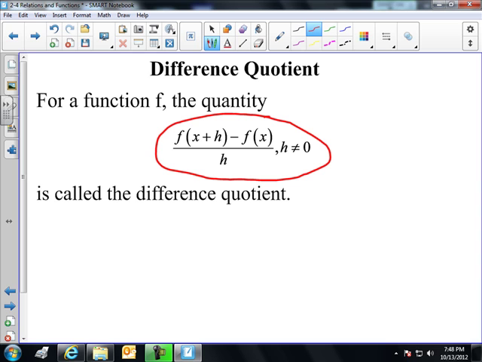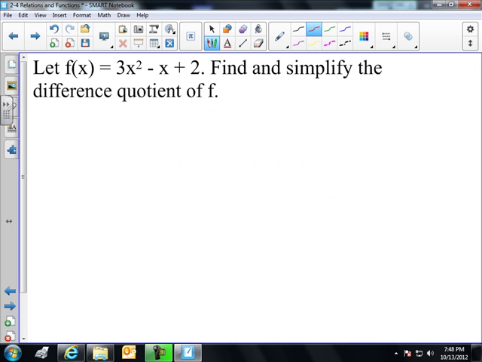This off to the side is simply saying that h cannot equal 0, because if h is 0, we'd have 0 in the denominator, and that cannot happen. Okay, so you don't have to be too concerned with the h not equaling 0, but you do need to know this difference quotient. We're going to use this. All right, and what we're going to do is use that difference quotient on some different functions.